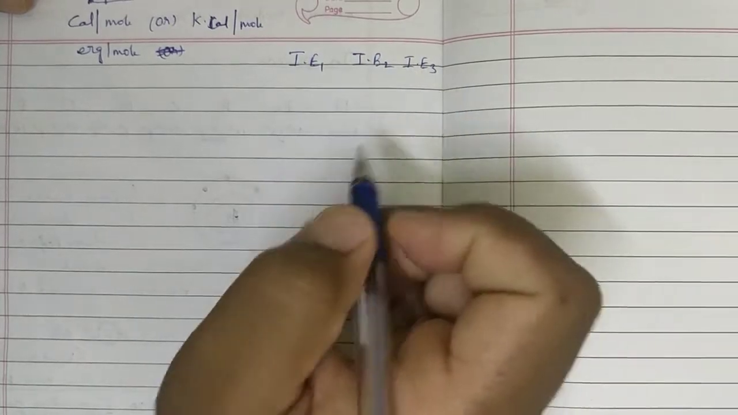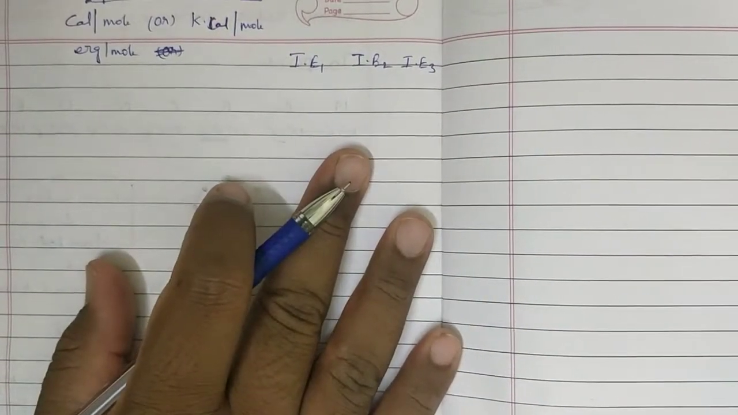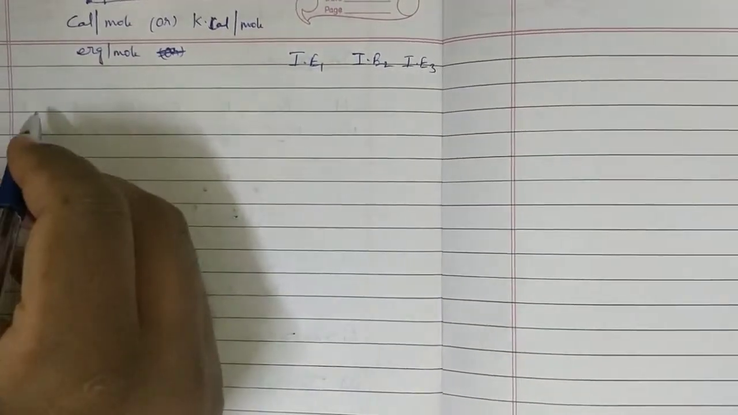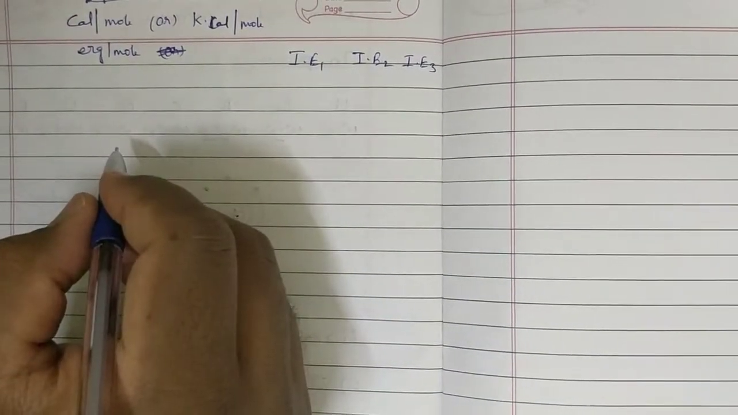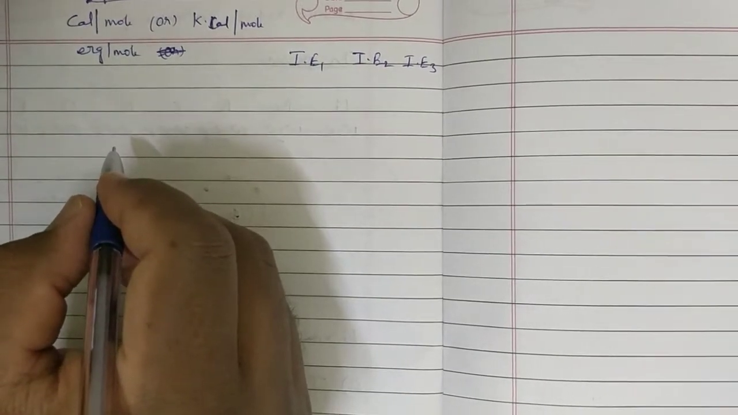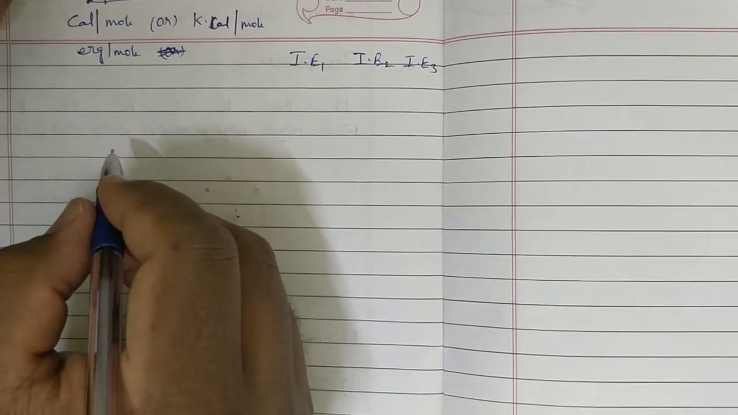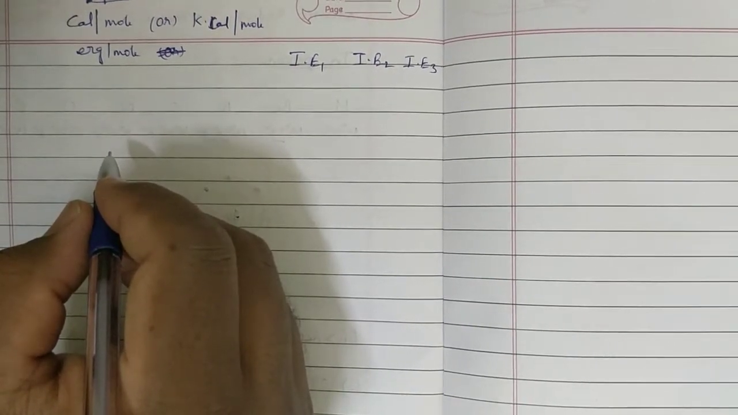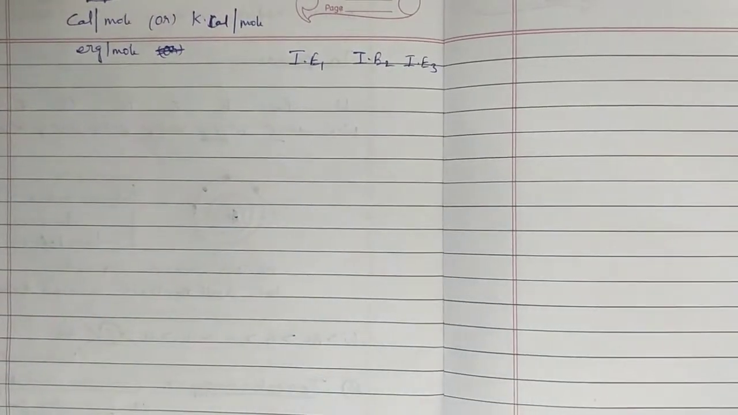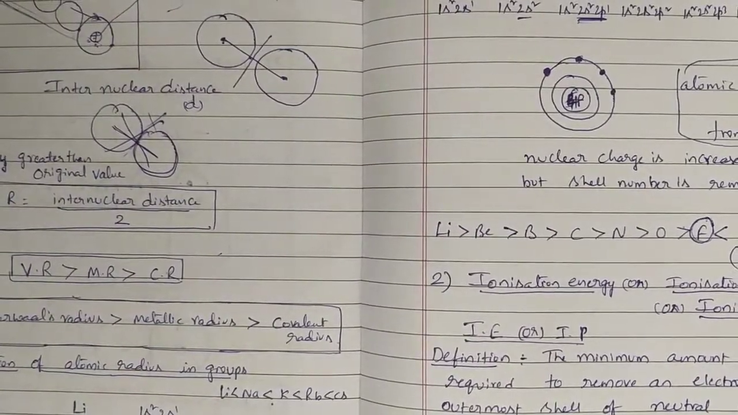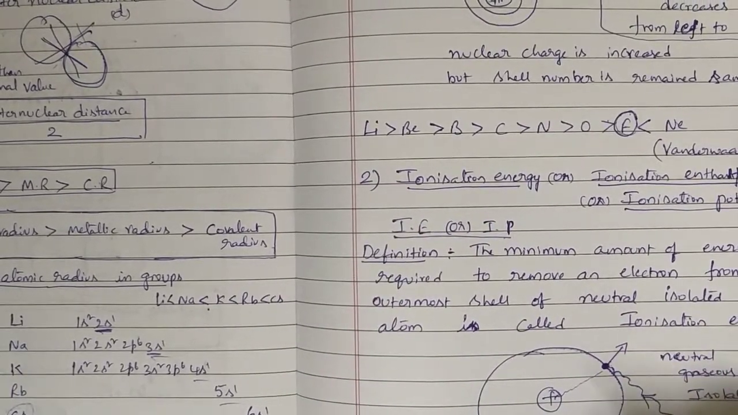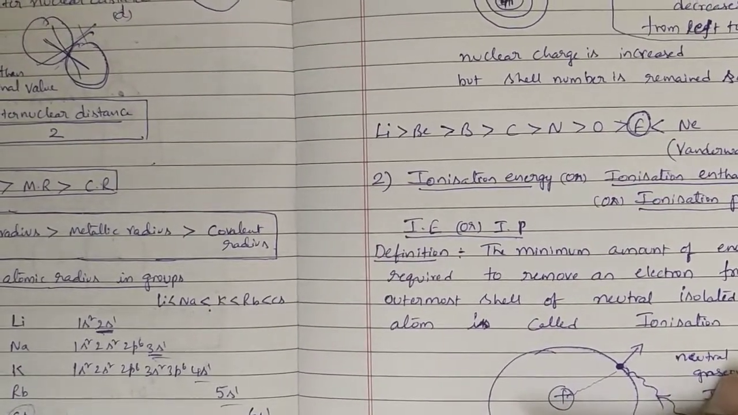Is it okay? Now let us explain what second ionization energy and third ionization energy are. Till now, whatever we have explained is from a neutral atom, that means we are removing the first electron. The minimum amount of energy required to remove the first electron from the outermost shell of a neutral isolated gaseous atom is called first ionization energy. But generally we just say ionization energy for the first. After that we will define second and third ionization energy.